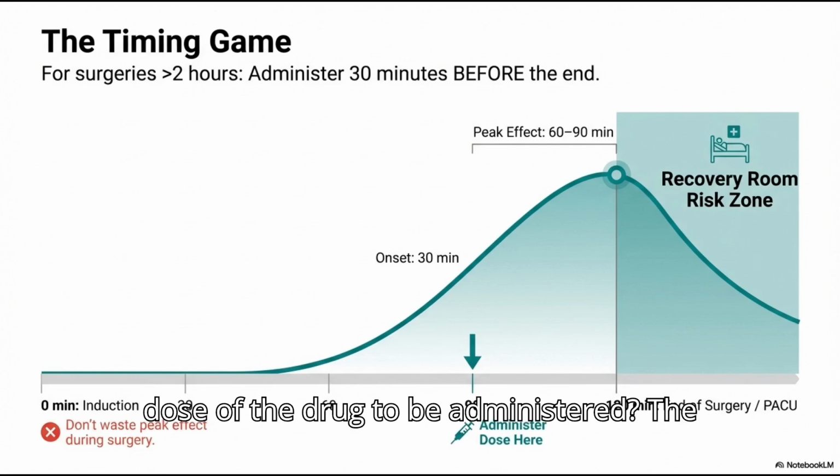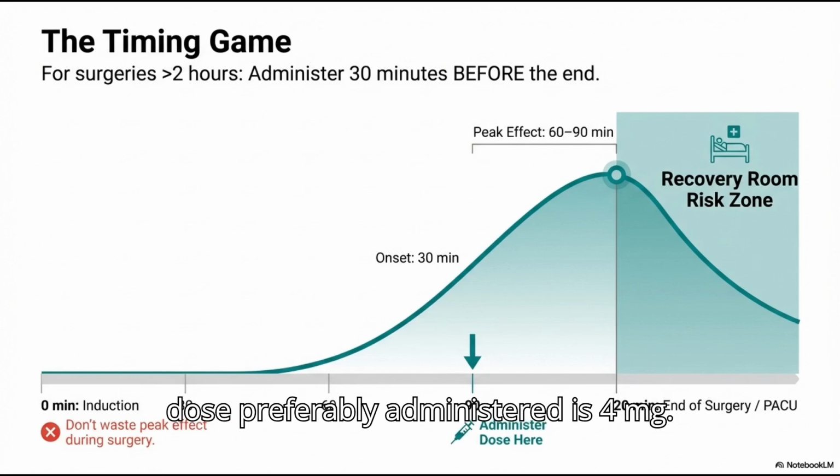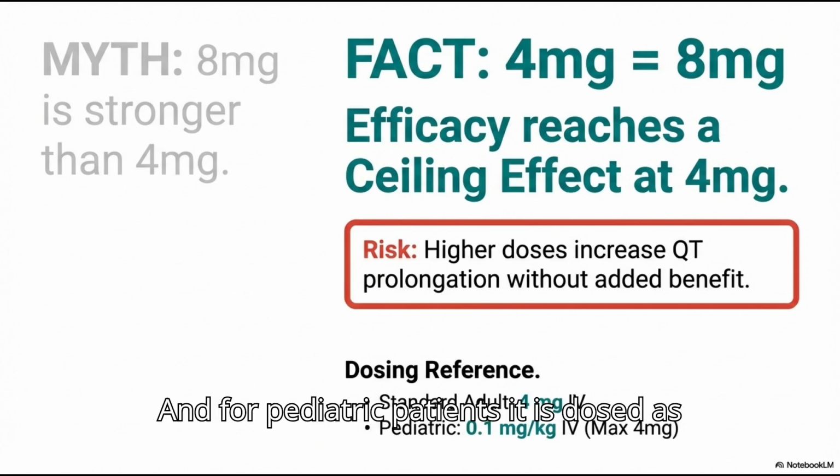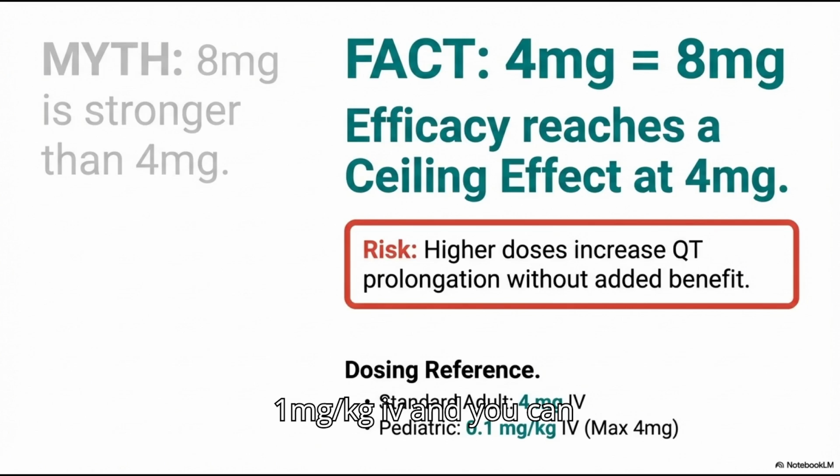Now, what is the dose of the drug to be administered? The dose preferably administered is 4 mg, and 8 mg is the maximum dose that we can administer at once. Giving 4 mg is as effective as 8 mg, but there is an increased risk of side effects with 8 mg, though therapeutically both have an equal benefit. For pediatric patients, it is dosed as 0.1 mg per kg IV, and you can give a maximum dose of 4 mg to a pediatric patient.